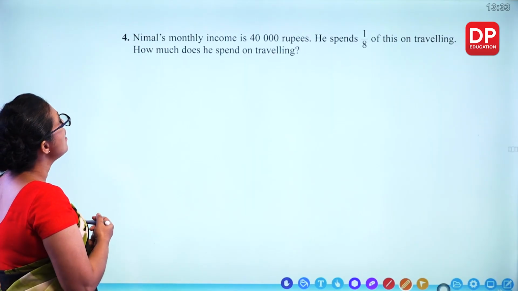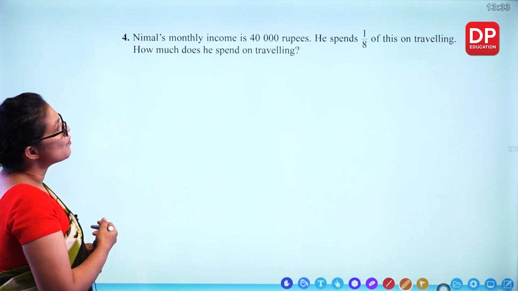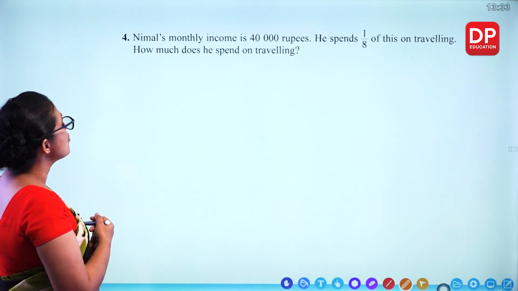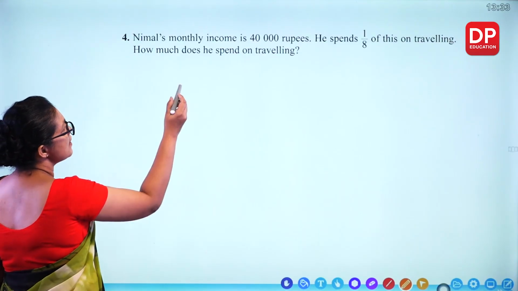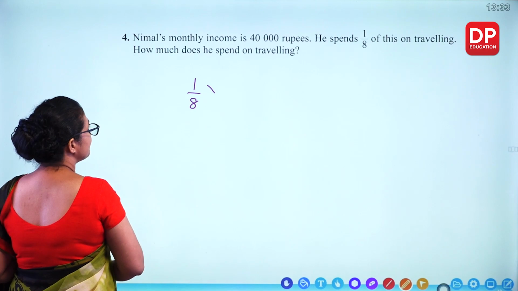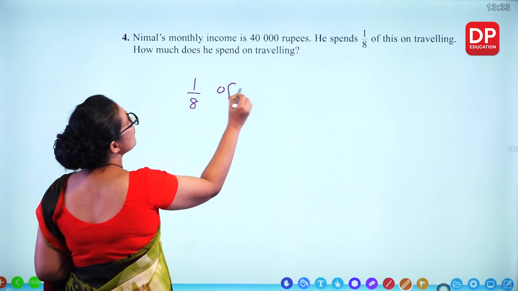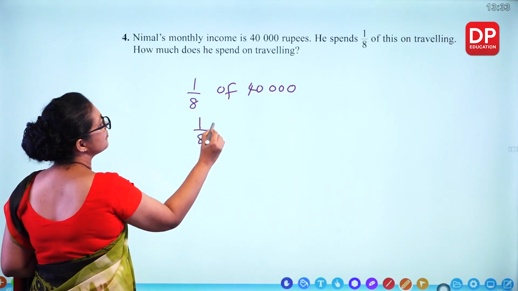Question number 4. Nima's monthly income is 40,000 rupees. He spends 1/8 of his on travelling. How much does he spend on travelling? So that means 1/8 of 40,000. Of means multiplication.